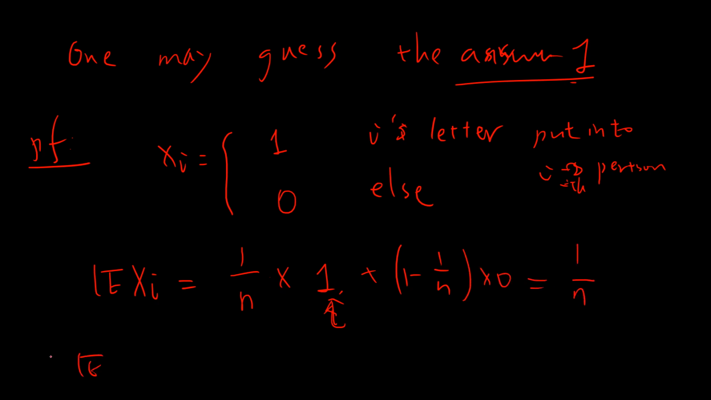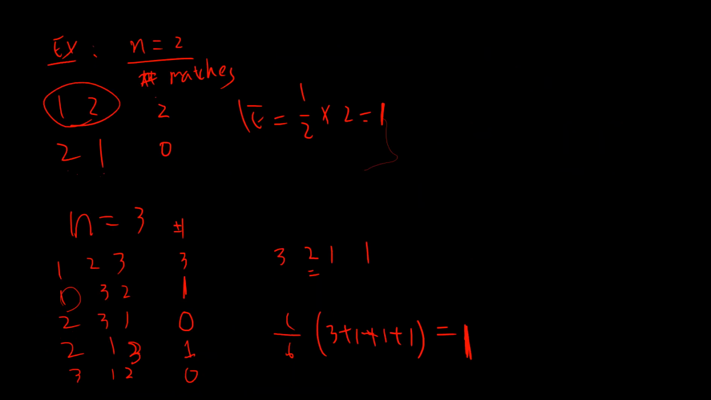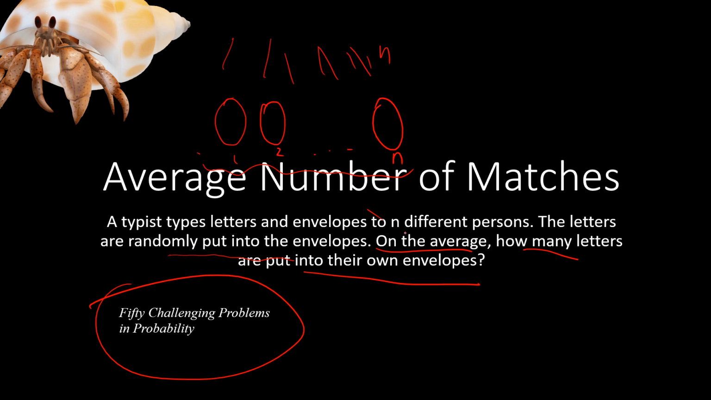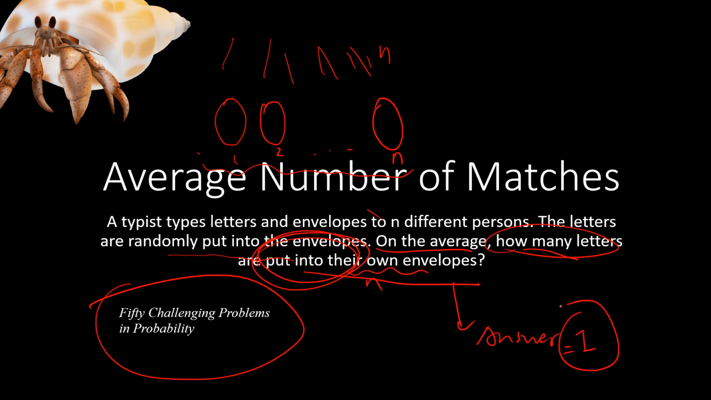And the total expectation is just the sum of the Xi, so basically we have n times 1 over n. The answer is 1. So the answer is very easy: if you have n people, then on average one letter is put into its own envelope. The answer is 1.